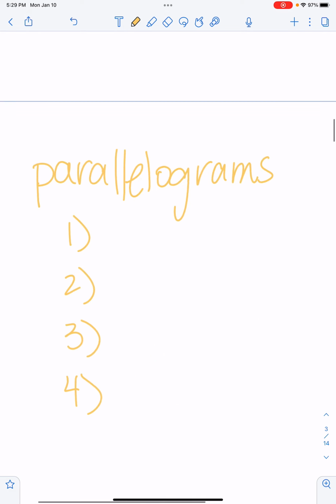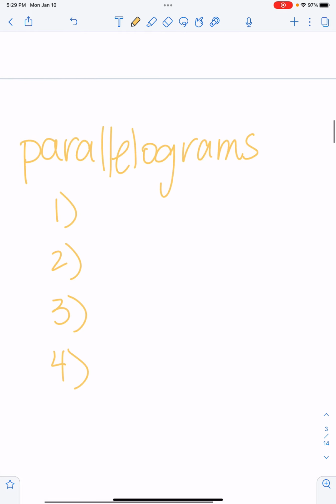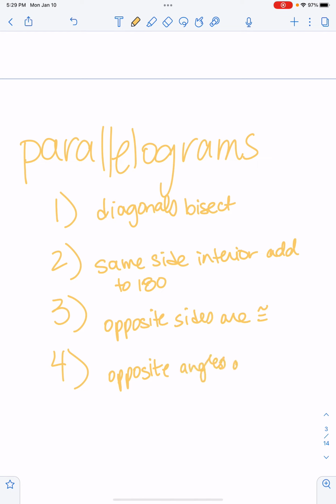So we learned those 4 rules. Write them down about parallelograms, and those still hold for square, rectangle, and rhombus. I don't remember the order, but: diagonals bisect, same side interior add to 180, opposite sides are the same. I'm just going to write congruent, and opposite angles are the same. Just writing congruent for ease.